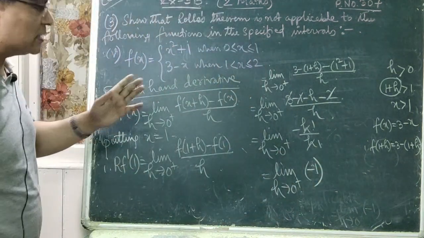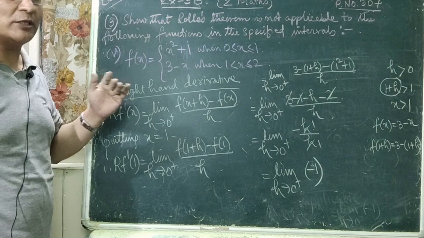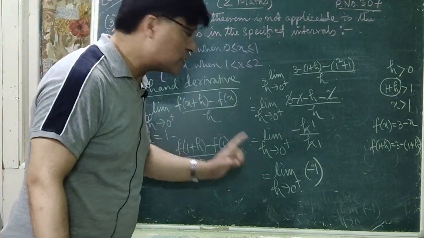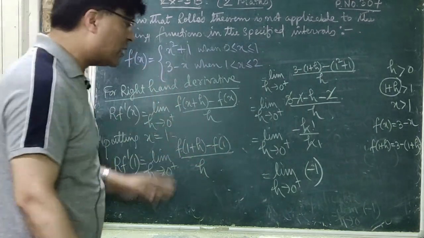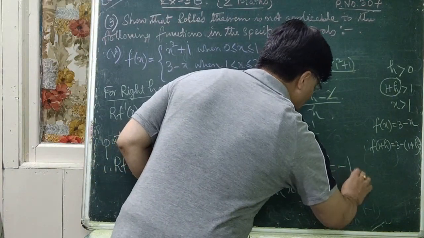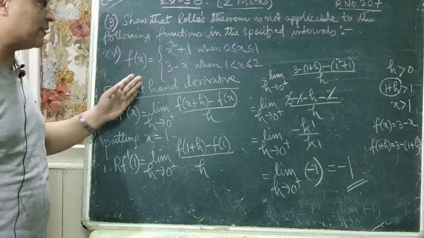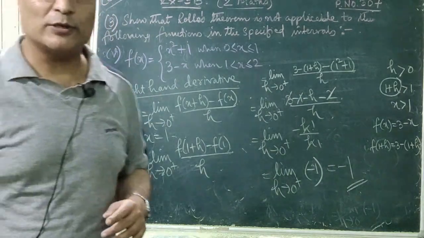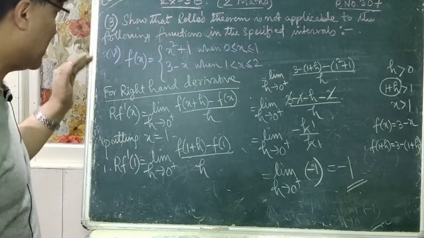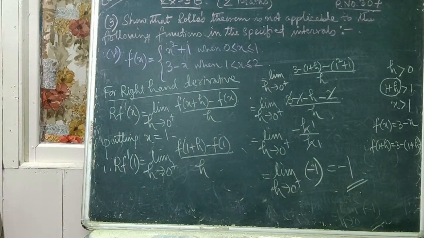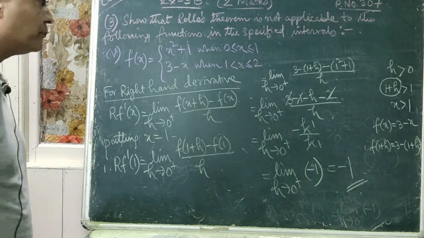minus 1. Since minus 1 is a constant which is free from h, so in this case you don't have to put the value for h because minus 1 is free from h. So what is the value of this limit? Which is equal to minus 1. So what is the value of the right hand derivative? Right hand derivative is equal to minus 1. So I think you have understood this right hand derivative.